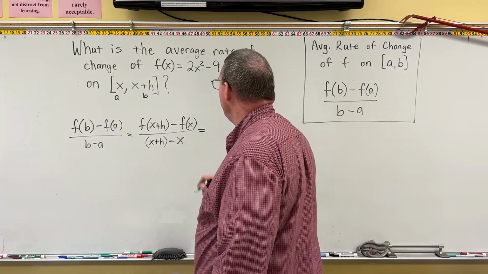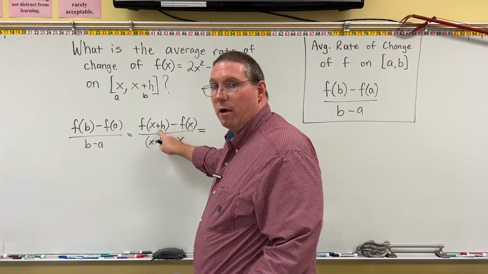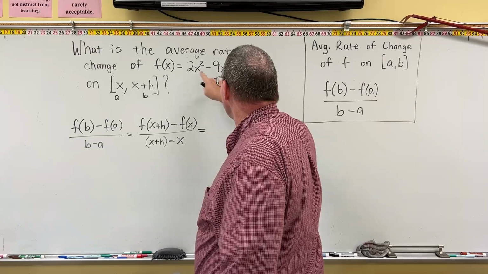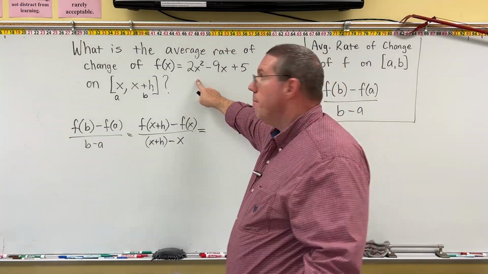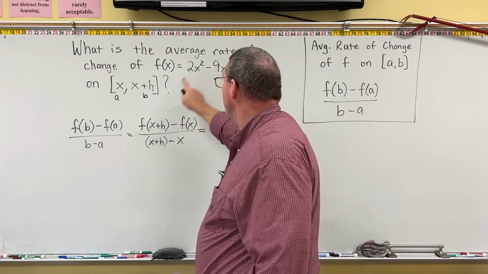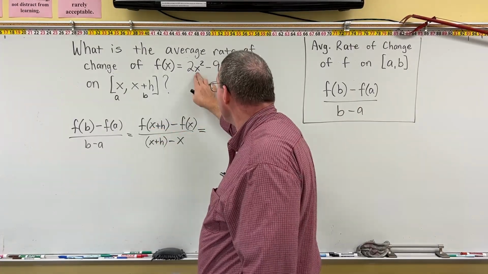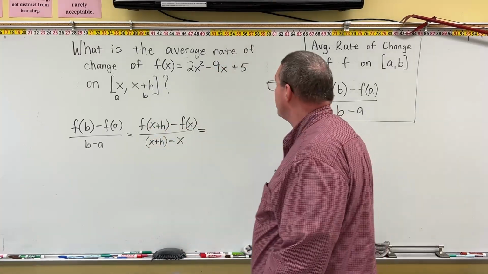All we have to do is, this is f of x plus h. If this was a number like 7, what we would do is we would just rewrite this, and wherever you see an x, we would put in a 7. But we don't have to put a 7 in. We're just going to replace the x with x plus h. We're just going to replace the x with x plus h in parentheses. Let me show you what I mean.